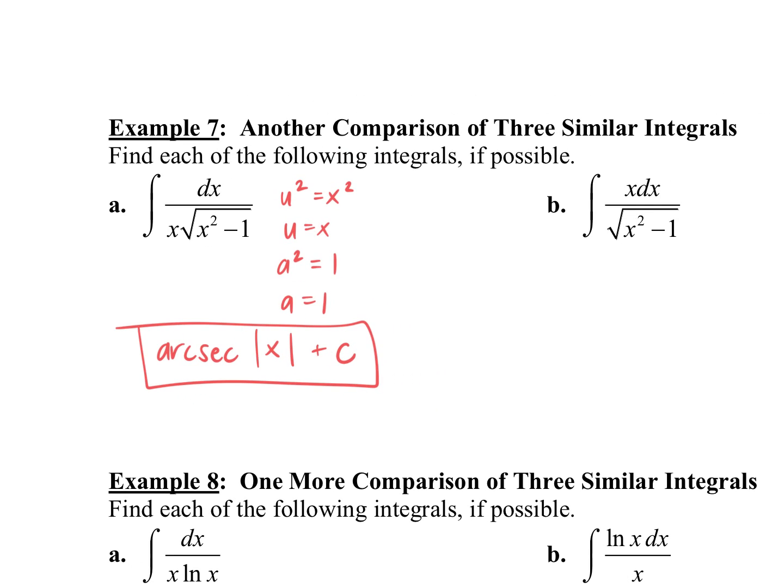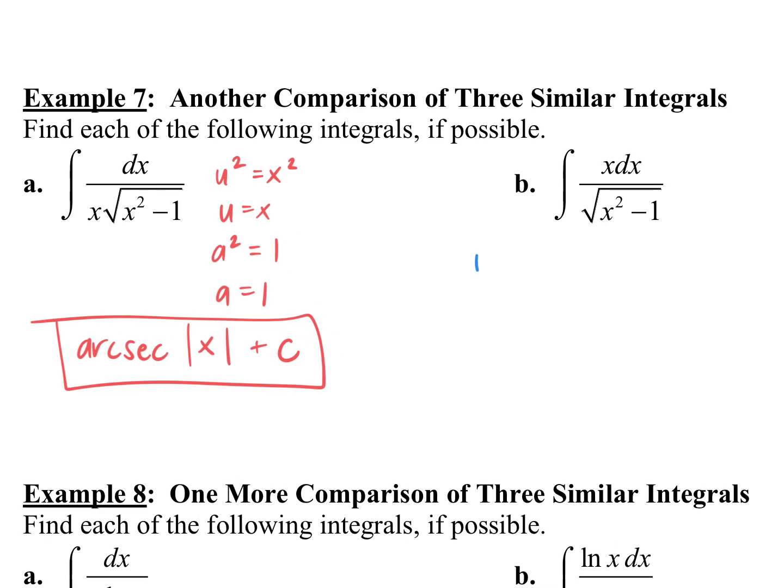Now letter B, similar, however, there's a variable on the top. Do any of those arc-trig functions have variables on the top? No, so we're going to have to do something different. What else could we do to solve this integral? U substitution. What are we going to let u equal? X squared minus 1, so that things cancel out, right? I can let u equal x squared minus 1, where my derivative then is 2x. If I solve for dx, I get du over 2x.